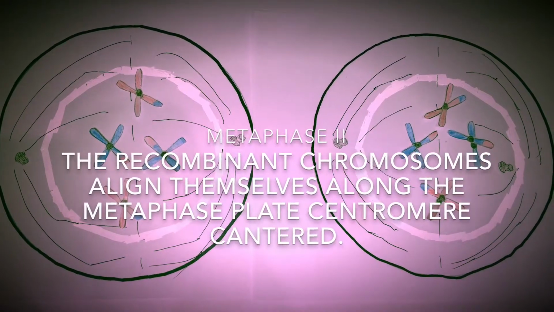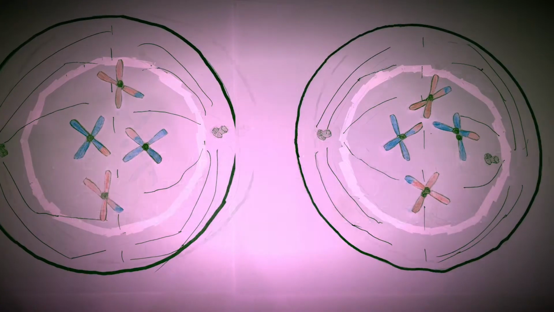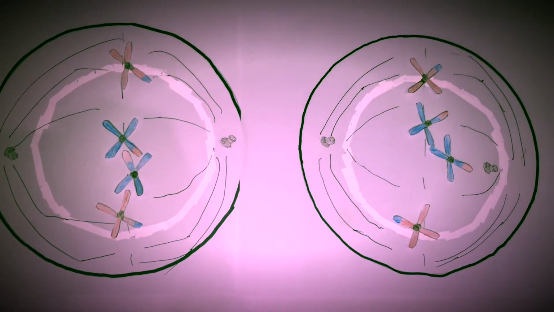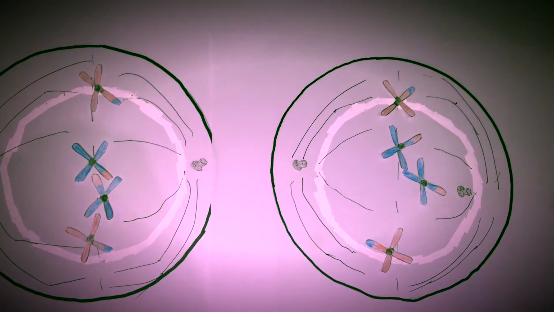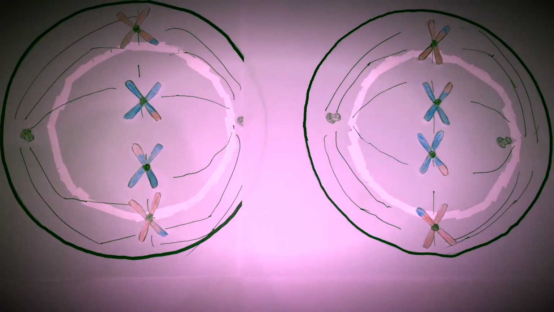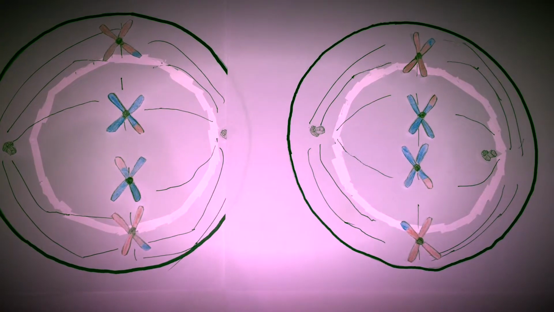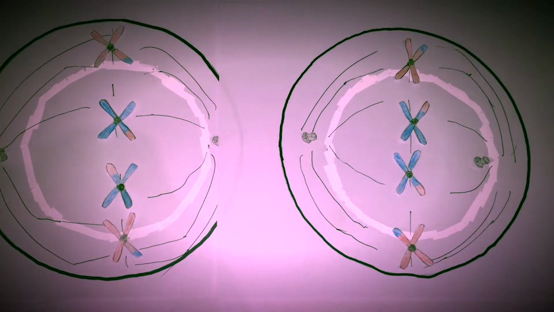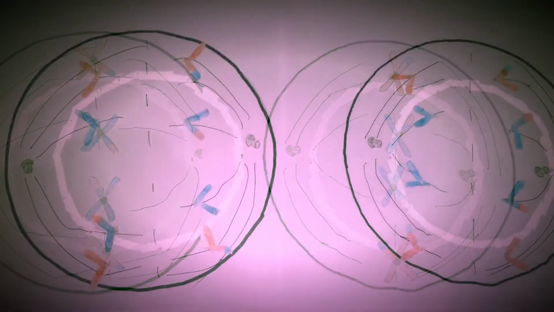Metaphase 2. The recombinant chromosomes align themselves along the metaphase plate by the microtubules, centromere centered. Each chromosome aligns randomly along the metaphase plate. This independent assortment of all 8 chromosomes yields millions of different possible results. The alignment ensures physical isolation into 4 haploid gametes.